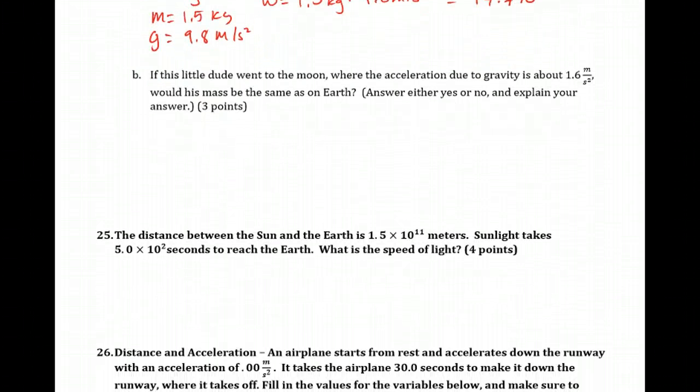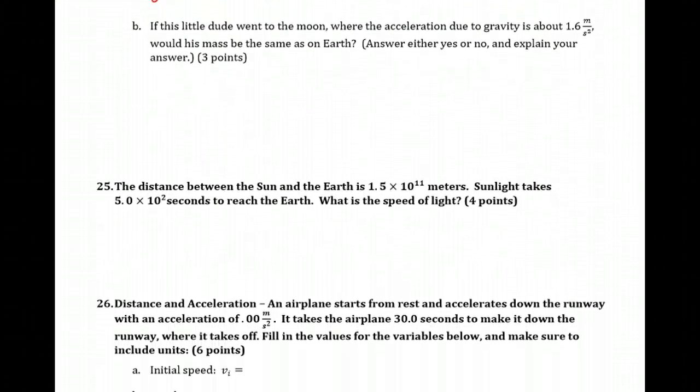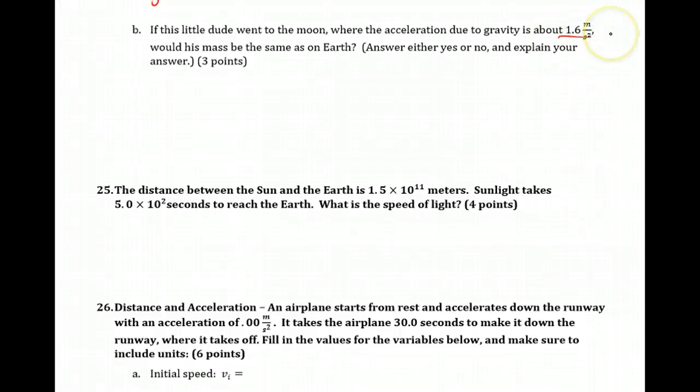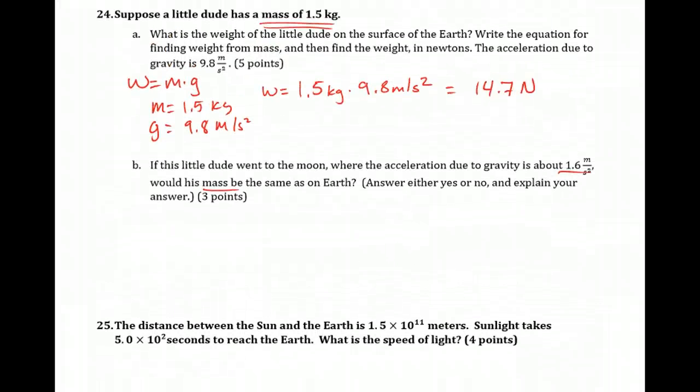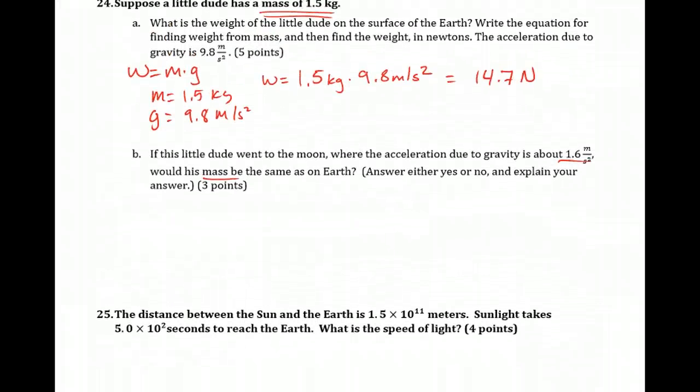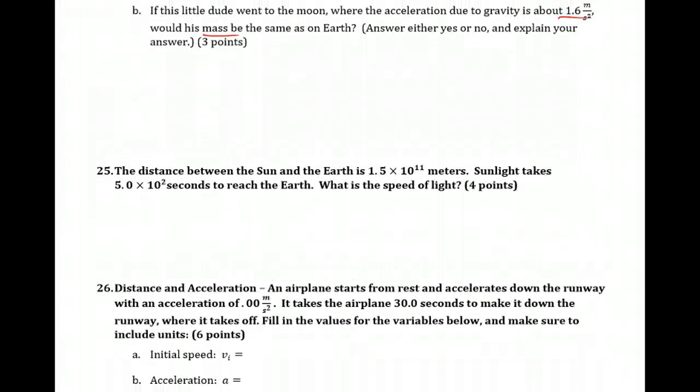If this little dude went to the moon, where the acceleration due to gravity is 1.6 meters per second squared, would his mass be the same as on Earth? Well, you're talking about mass. Mass is the amount of matter in the object, and mass doesn't change, right? It's the same little dude. There's the same amount of matter that makes him up, the same number of fingers, presumably, and toes that he had before. So his mass, yes, is the same.